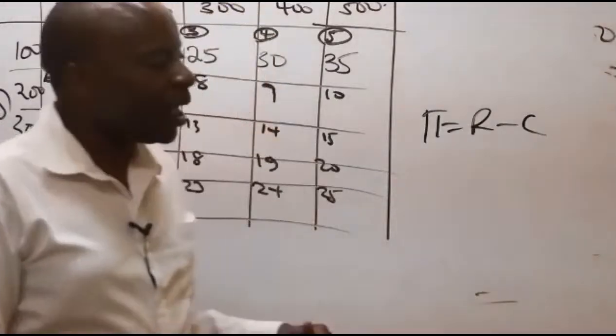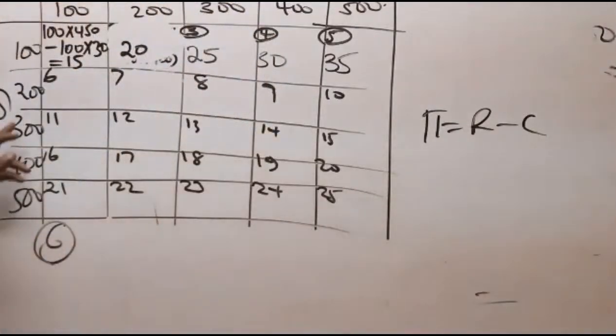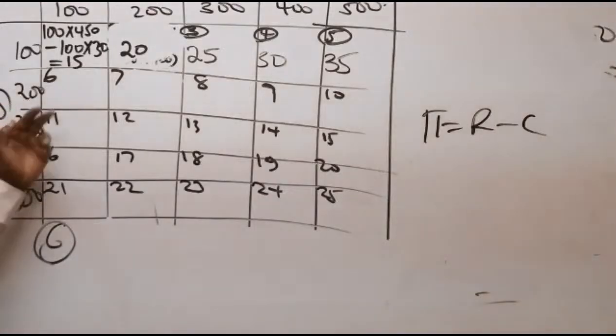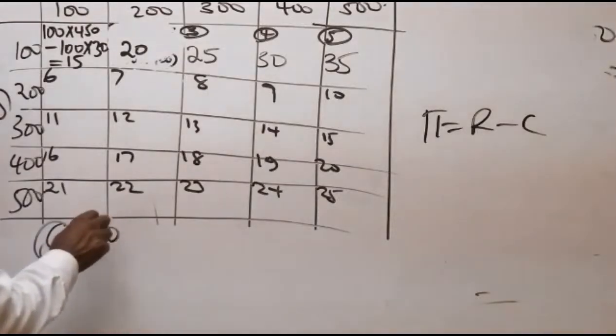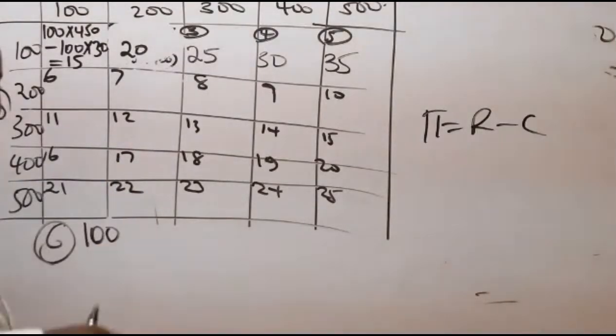In this scenario, we have taken to the market 200 units, but how many have been demanded? Only 100. So in this case, we can only sell 100. When demand is low, you sell lower.